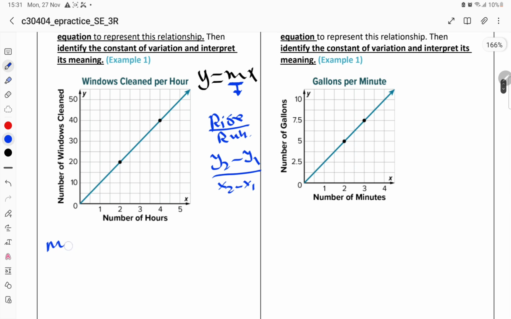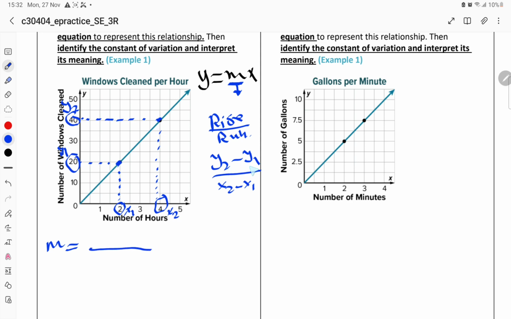So here m equals, let's see, at this point, what is x? x is 2. What is y? y is 20. The other point, what is y? It is 40. What is x? It is 4. So this is the first point, so it has x1, y1. At the second point, x2 is 4 and y is 40, y2.